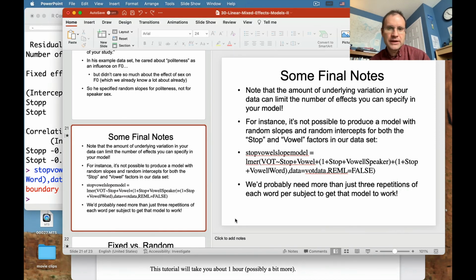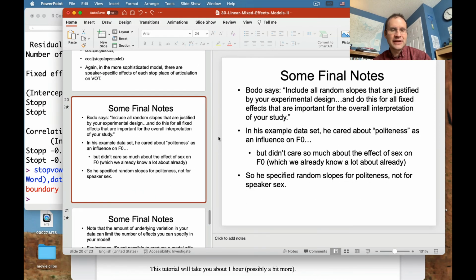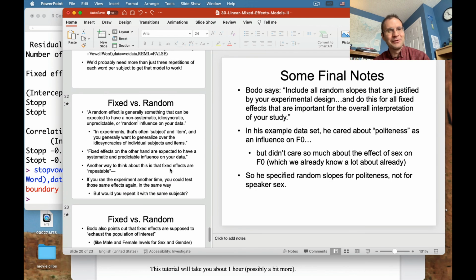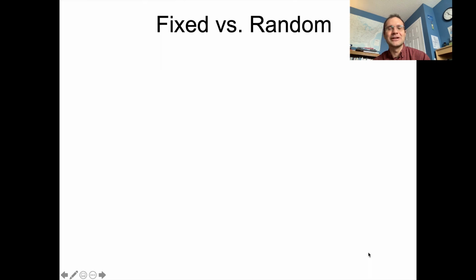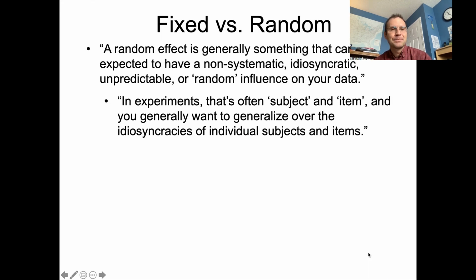Yeah, so like the tutorial says, include everything you can, because these are useful, but to a certain extent, it may help you actually run the model if you're a bit parsimonious with how you apply that approach. Also, a couple of notes on when to designate a factor as fixed versus random. So the tutorial says a random effect is generally something that can be expected to have a non-systematic, idiosyncratic, unpredictable, or random influence on your data.